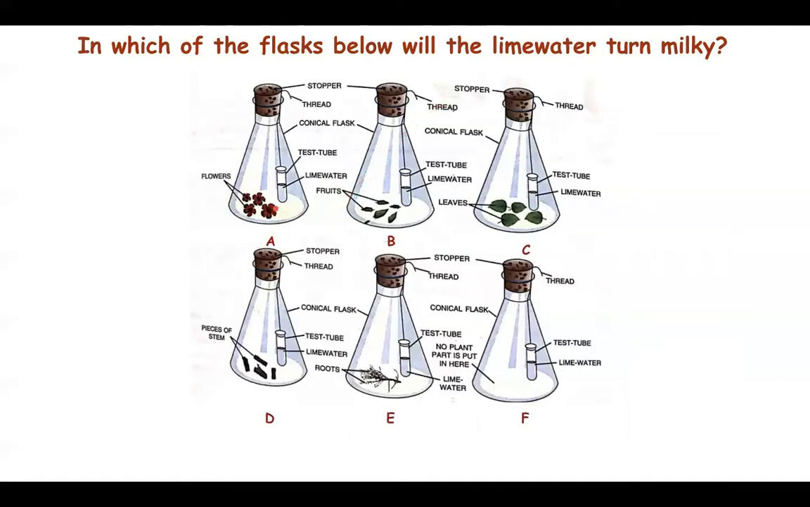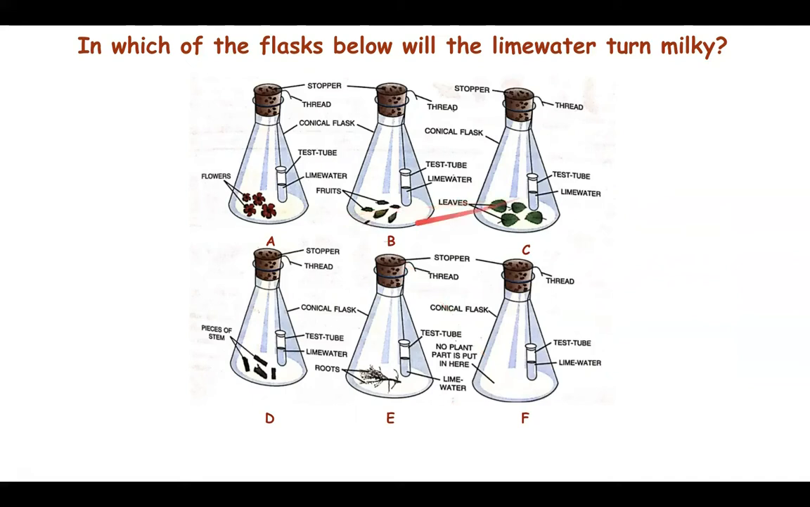In the first flask A, there are certain flowers placed inside. In the flask B, there are fruits placed inside. In flask C, you have some leaves. In flask D, there are some pieces of stem. And in flask E, some roots have been placed. In flask F, no plant part has been placed.